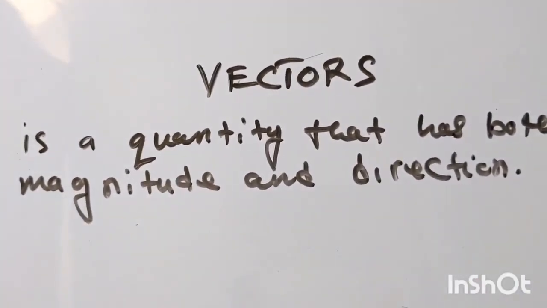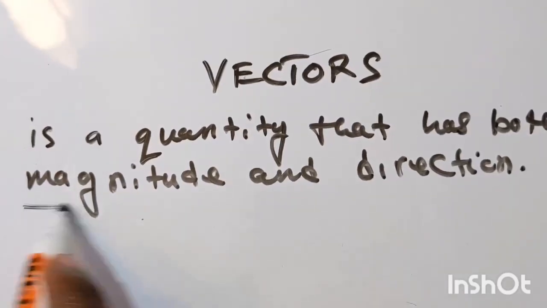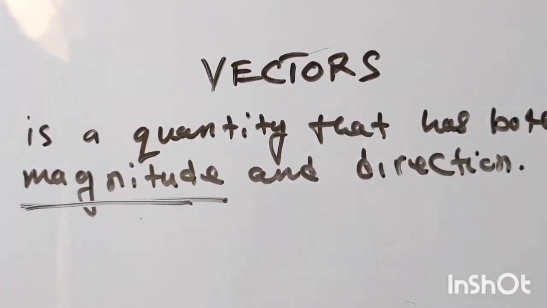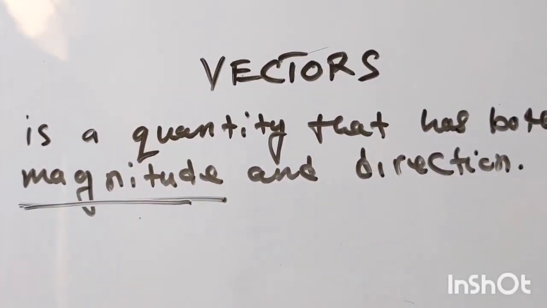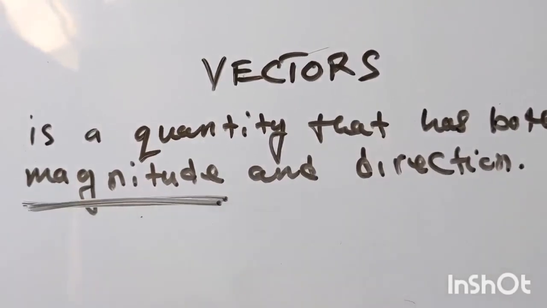You might be wondering what magnitude is. Magnitude is simply the length, or the size of something, like 15 meters, 2 kg, 5 kg, 25 kilometers. That is what magnitude is all about.